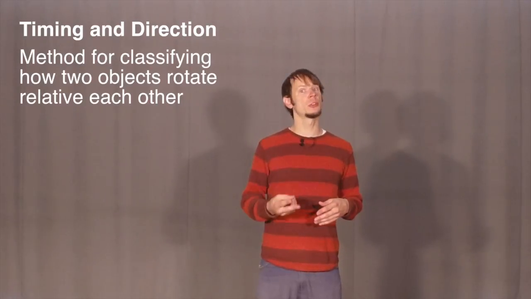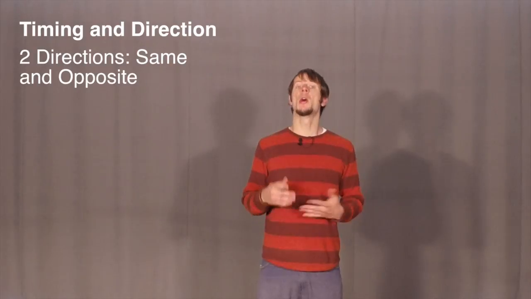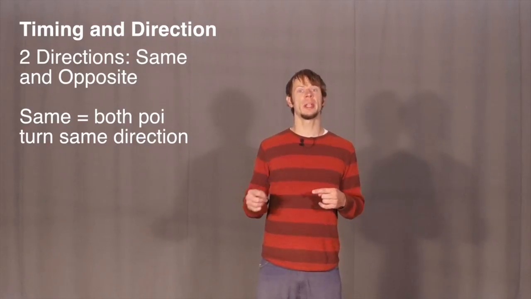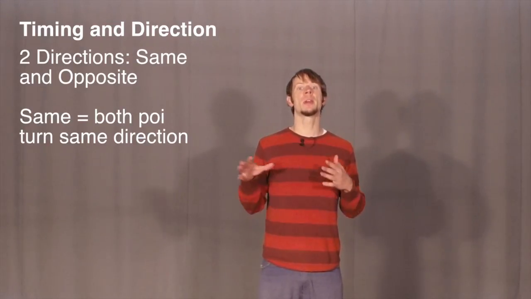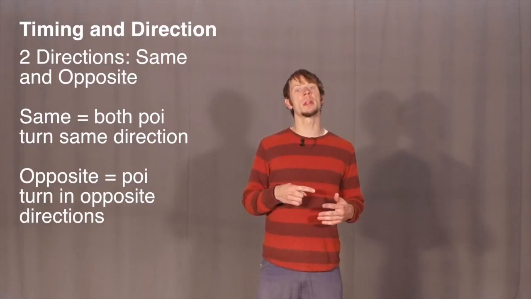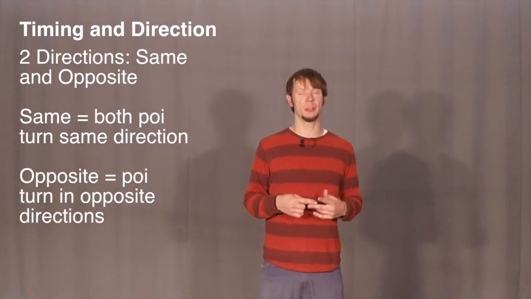We have two directions to choose from, either same direction or opposite direction. The difference is, with same direction, both of the Poi are either going clockwise or counterclockwise, just so long as they are both doing the exact same thing. With opposites, one Poi will be going clockwise and the other Poi will be going counterclockwise.